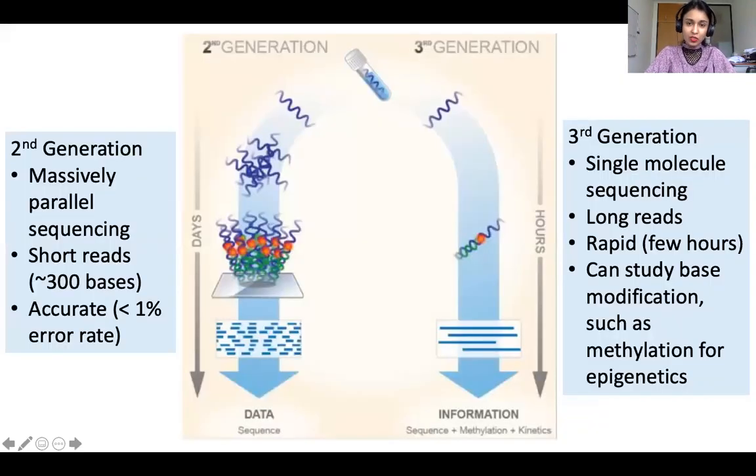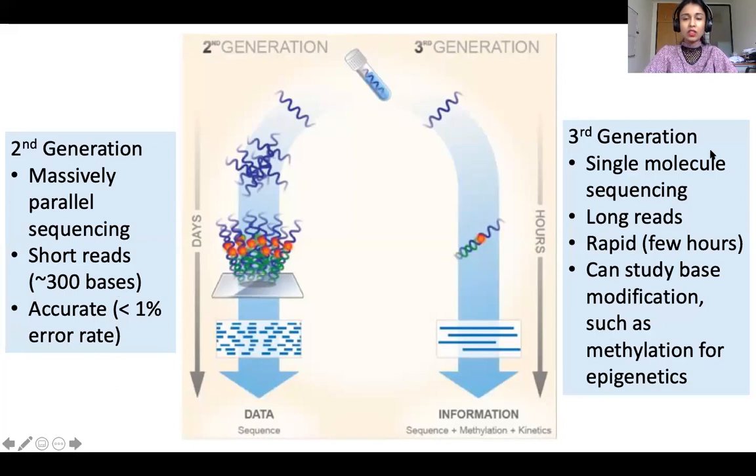Moving on, this is just to show you again a comparison. For second generation, you have massively parallel sequencing. However, the reads are very short, about 300 bases. That's the longest length, and it's very accurate, less than 1% error rate. 3% is if your machine is not well calibrated or something like that, then you have issues, maybe a higher error rate, but otherwise you actually get less than 1% error rate.